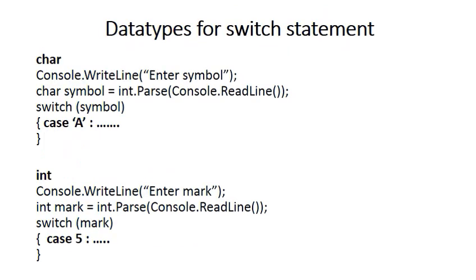There are certain data types that you are allowed to use in a switch statement. For example, the char and the int are the two that you will probably use the most. Notice the difference between the char: you say case and then in quotes A, because that's how you determine a char. But if you have an int at the bottom, it's just case 5 without the quotes, because you're working with a normal number.